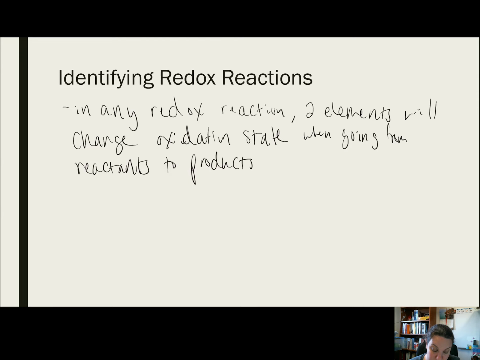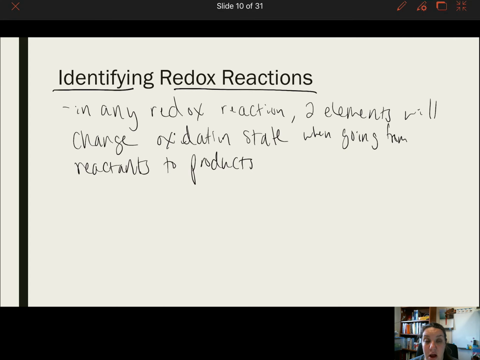But keep in mind, if you see things going from elemental form to compound form, a lot of times that will be a pretty good indicator that you have a redox reaction. Metals are oftentimes involved, so that's another pretty good indicator. But almost always, you'll be able to determine if a reaction is a redox reaction.